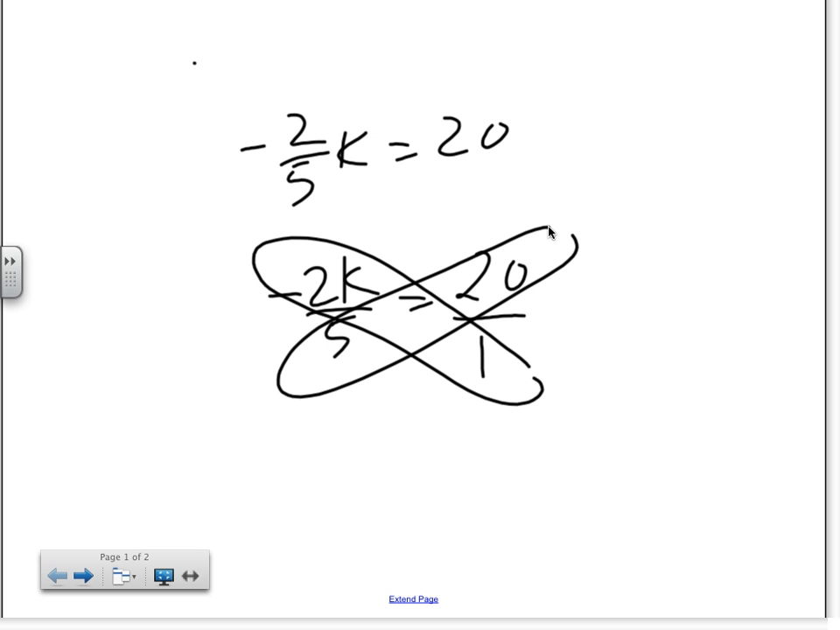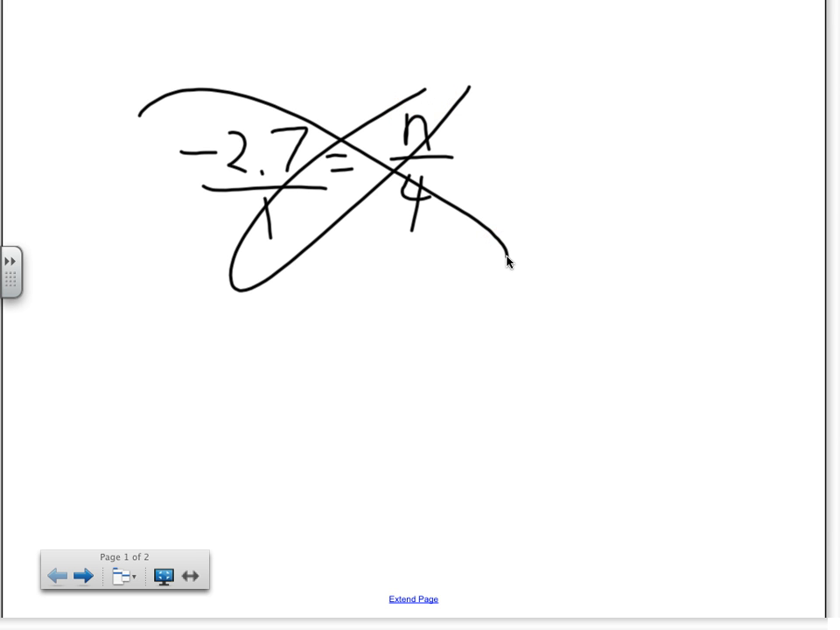Cross multiply. Fraction on each side, we can certainly multiply. So if you cross multiply, you end up with 100 over here and -2k over here. Set them equal, and you solve and get the same answer, -50. Aren't you the math wizard? Okay, so that's number 4.